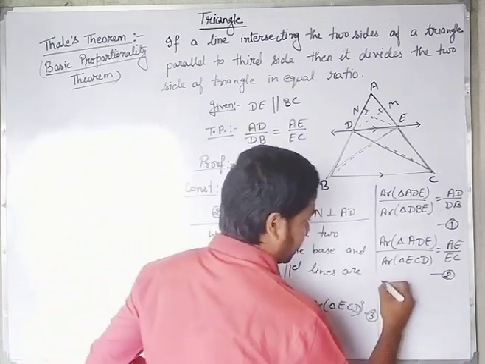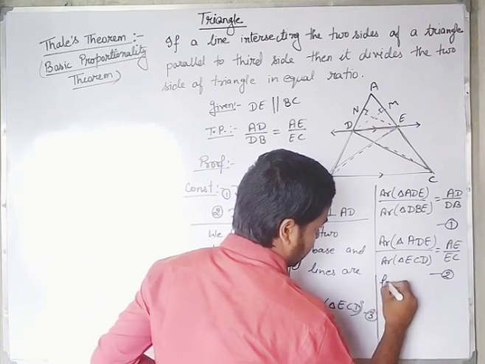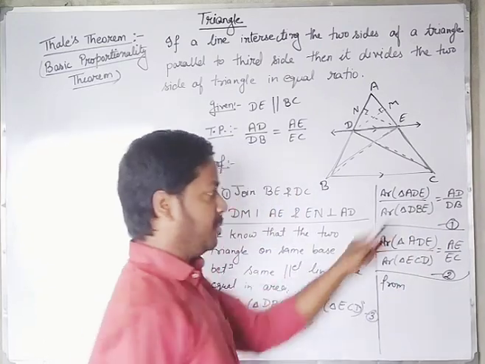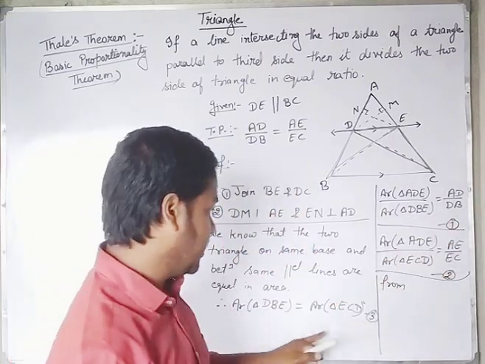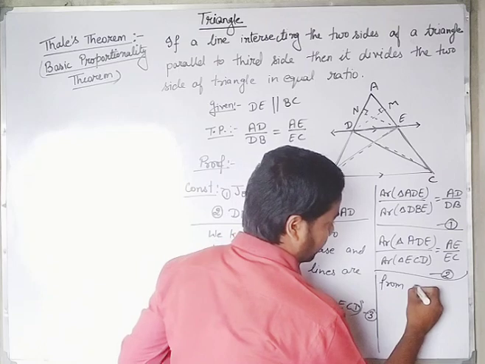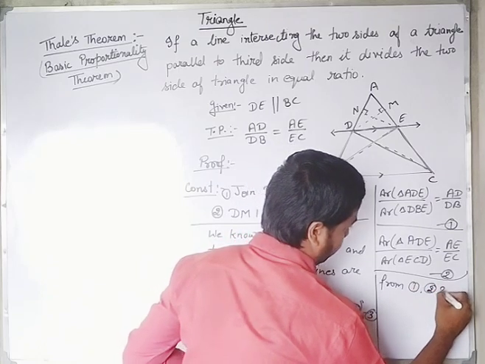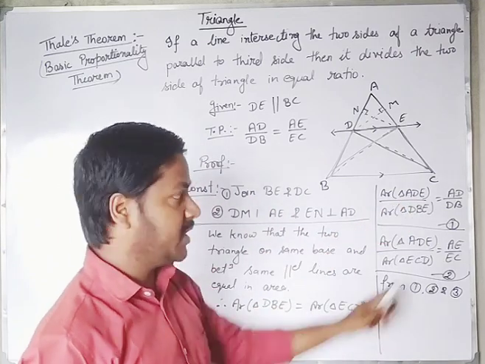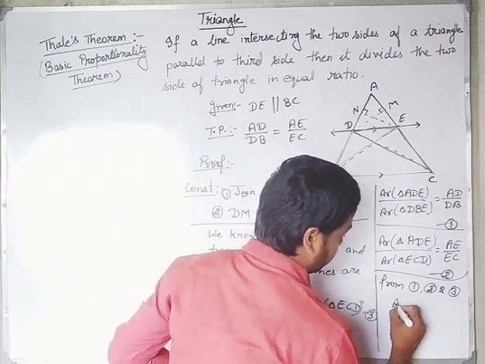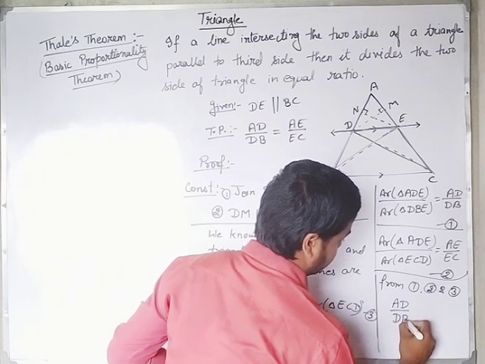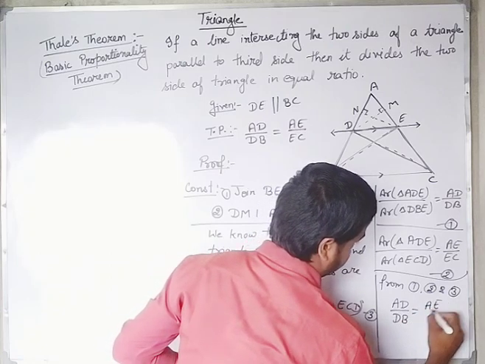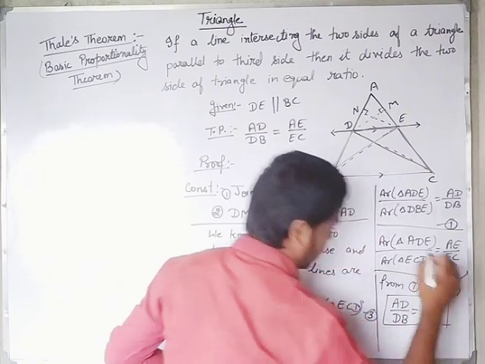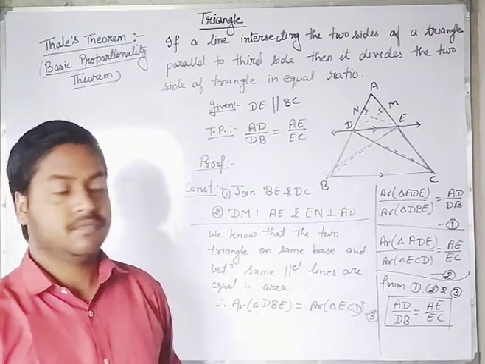Then at last we will write here, from these things I have used here for rough. From equation 1 I got this one, this is equation 2, and here it is equation 3. So we will write from 1, 2 and 3: both LHS parts are equal, therefore RHS will also be equal. AD by DB will be equal to AE by EC. This is our Thales theorem or BPT.